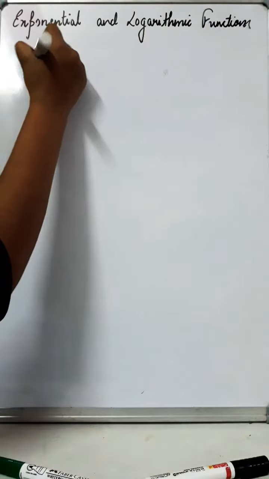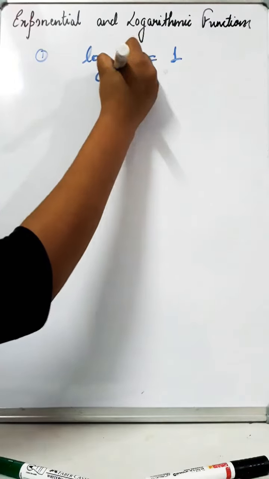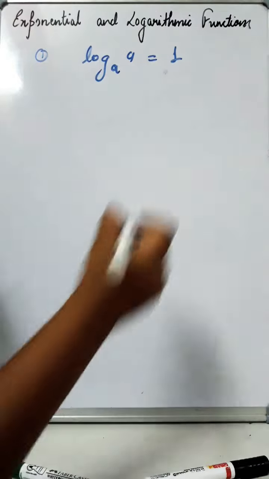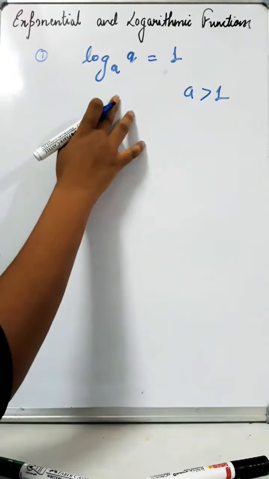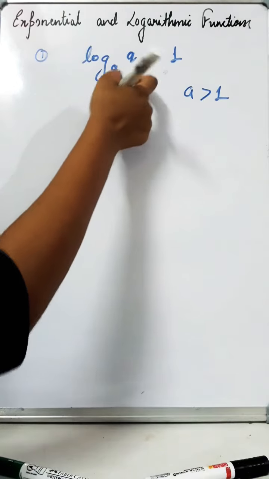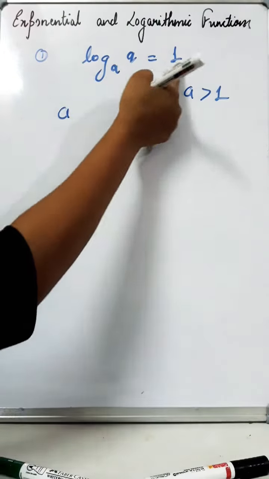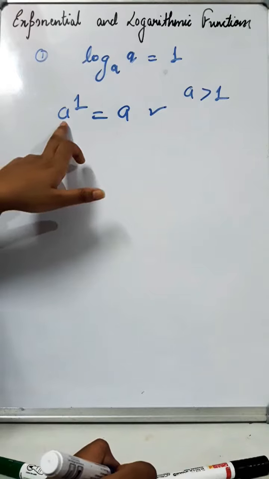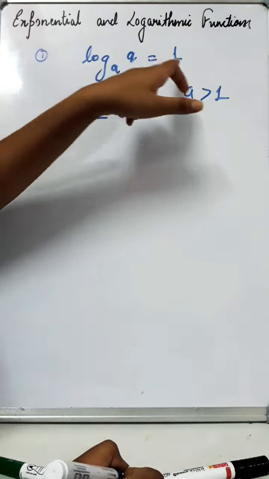Number 1, log of a to the base a is always 1. Always. Any base. A can be any number greater than 1. For this, log a to the base a is always 1. How? Because if you convert it into exponential form, this will be a to the power 1 is equal to a. This is true for any a. So log a to the base a is always 1.